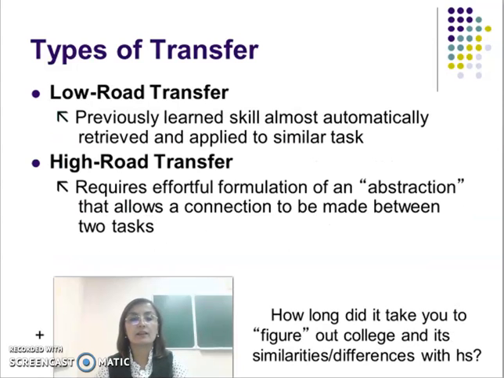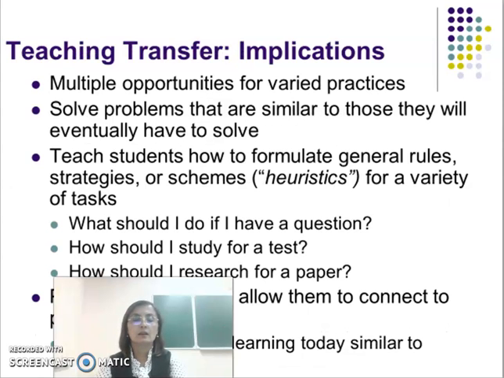Low road transfer and high road transfer. In low road transfer, a previously learned skill is almost automatically retrieved and applied to a similar task. High road transfer requires thoughtful formulation of an abstraction that allows a connection to be made between two tasks. Here we will look through some mathematical skills: 13 plus 24 and 328 plus 192. How long did it take you to figure out each of them, and what are their similarities or differences?